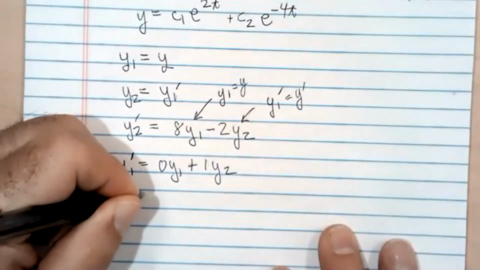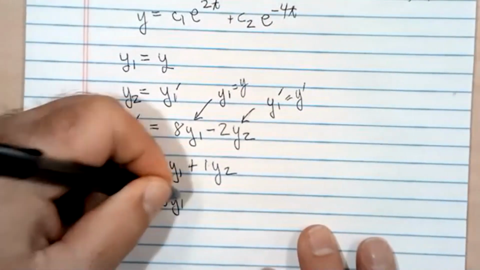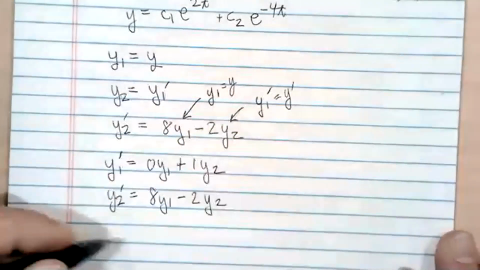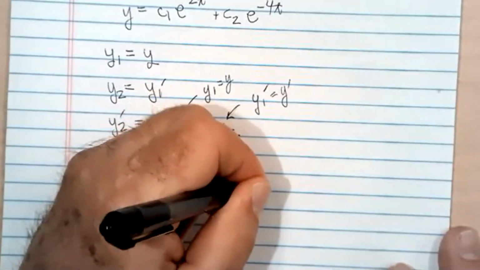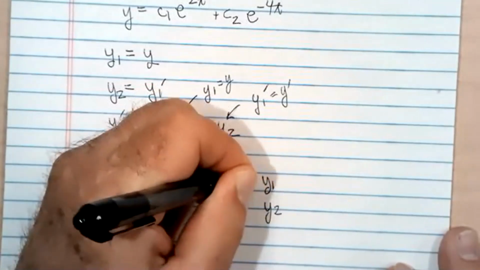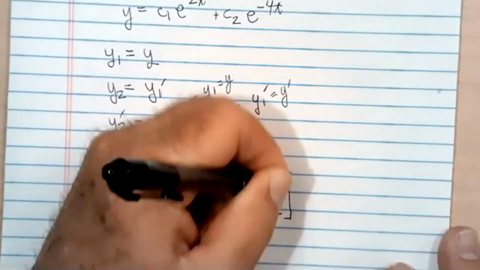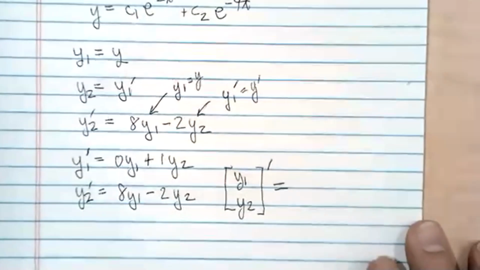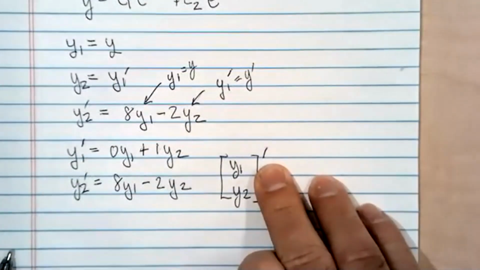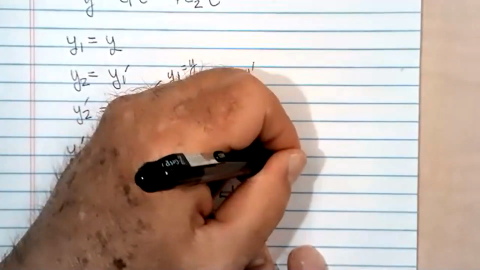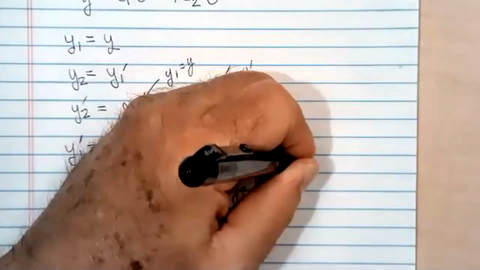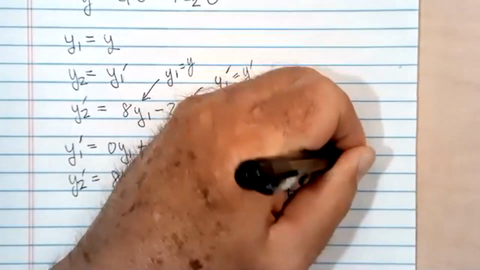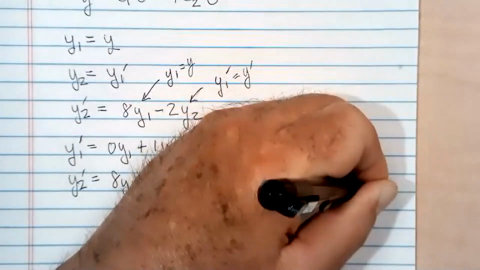And y2 prime equals 8y1 minus 2y2. And since this one is linear, it turns out that you could write it in vector form. This step right here, you cannot do if you don't have a linear equation. y1, y2, take the derivative of the vector function, is equal to a matrix 0, 1, 8, minus 2, times y1, y2.